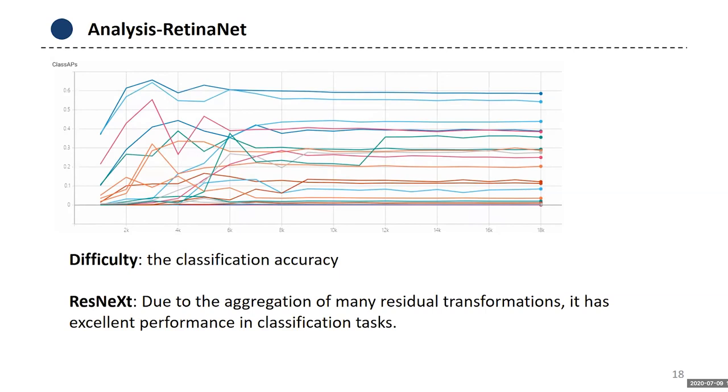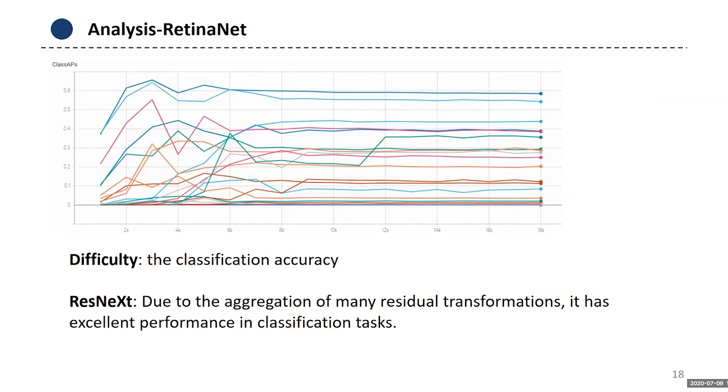Note that we have no extra statistics on the class AP during RetinaNet training. And since the structure of RetinaNet and the baseline are the same, we think it's okay to use the class AP diagram of the baseline to describe the problem. It can be seen that the average precision of each category fluctuates in the early stage of training. After a certain number of training steps, the average precision of each category begins to converge, but there are still quite a few categories with very low AP, which has also become the difficulty of this challenge.